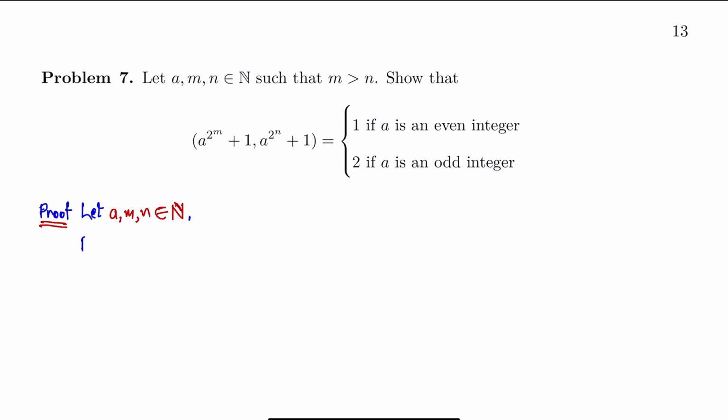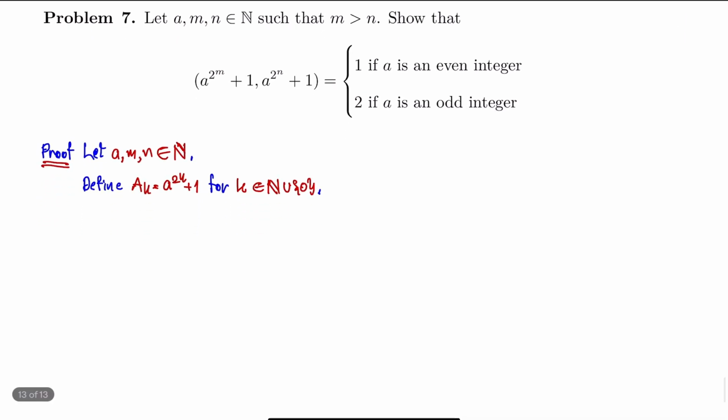So I'm going to define, let's define a sub k to be a raised to the 2 to the k, plus 1. I just want to make it simple. This simple term denotes a to the 2 to the k plus 1, for any positive integer k, including 0.